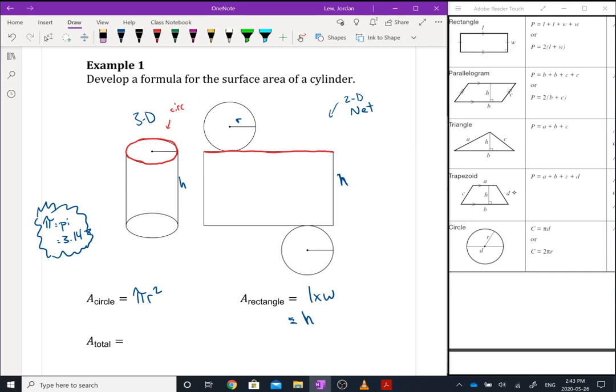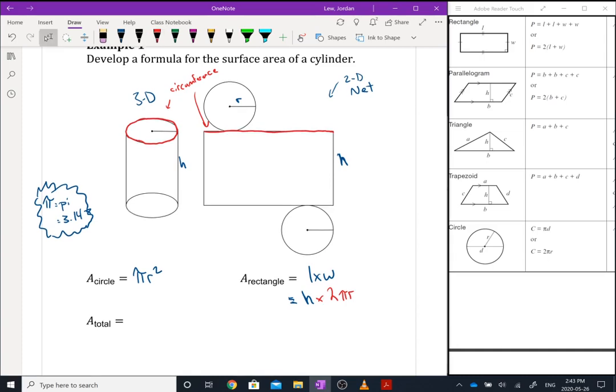Let me rewrite that. That's our circumference, which is basically the same thing that we see in red. So this length of our rectangle is actually the circumference of the circle that's at the top and the bottom. So that means that the area of a rectangle is our height multiplied by the circumference, which we get from our formula sheet. We see at the bottom here on the right is 2 times pi times r. So that is the length of our rectangle.